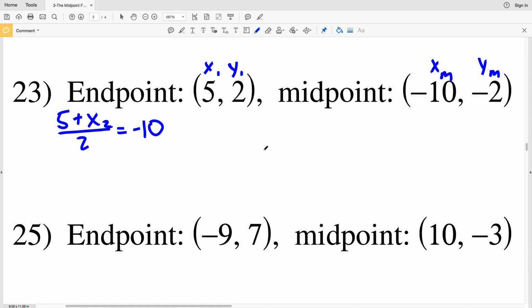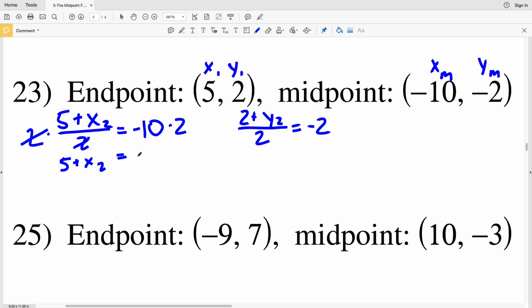And for my y coordinate of my endpoint, I'm going to use 2 plus y sub 2. Divide that by 2, and that's going to give me my y coordinate of my midpoint, which we are given as negative 2. Solving each of these, I'll multiply by 2 in my first equation to get that 5 plus x sub 2 equals negative 20, since negative 10 times 2 is negative 20. And when I subtract 5, I'll get that negative 20 minus 5 is negative 25. So x2 is equal to negative 25.